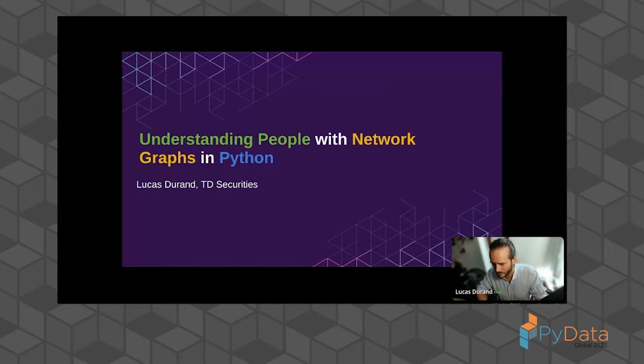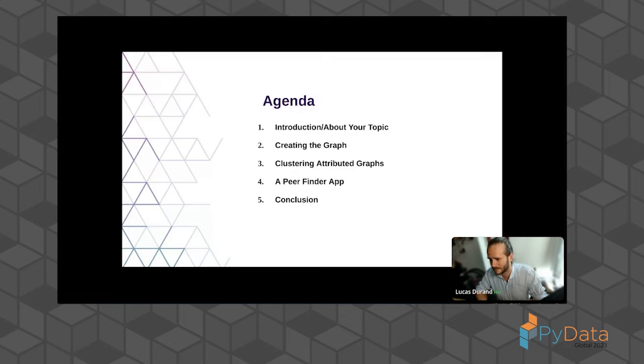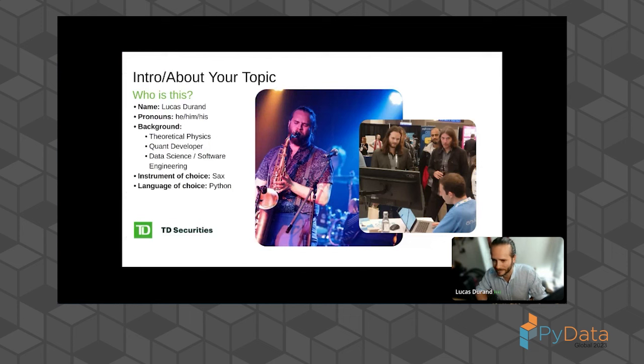Okay, great. So understanding people with network graphs in Python. We're going to talk about a couple different things. First of all, who am I? Why am I talking to you? So my name's Lucas Durand. My pronouns are he, him, and his.